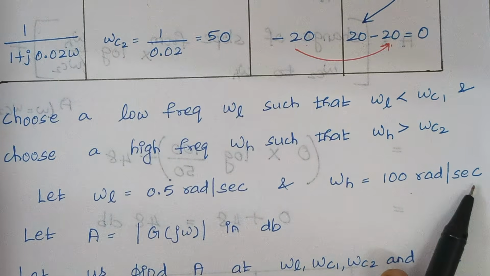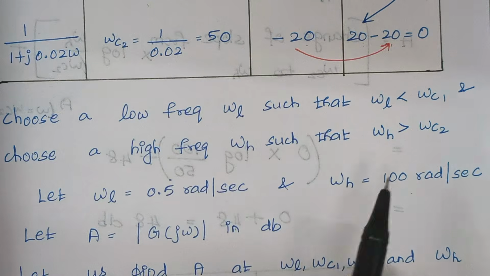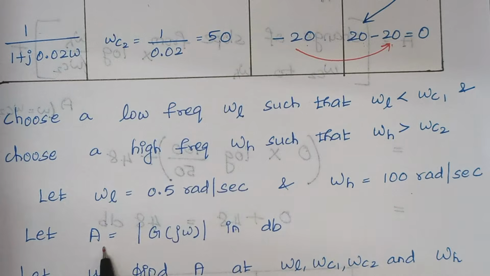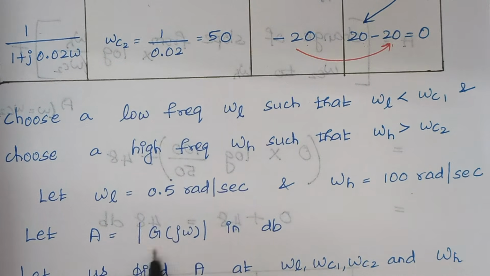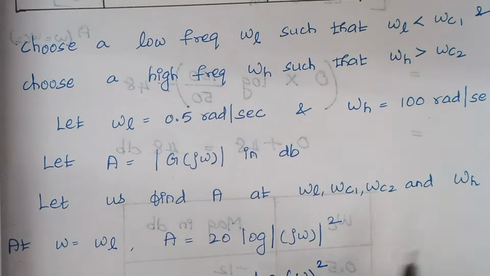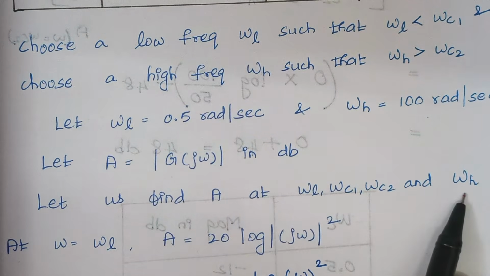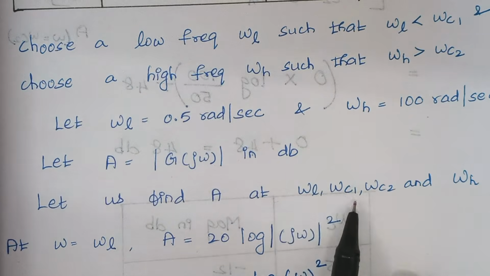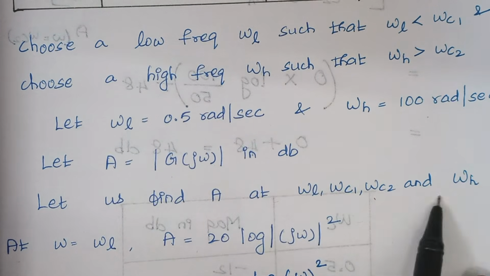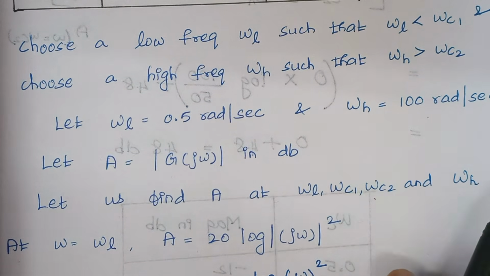second, right? So after selecting these frequencies, the next step is we have to find the magnitude. The magnitude is generally denoted by this letter A and it is given by this symbol for finding magnitude. So magnitude of G of j omega, this is our given expression, in dB, that is decibel, we are going to calculate, right. The next thing is we have to find the value of A at all these four frequencies: the lower frequency, the first corner frequency, the second corner frequency and the higher frequency. So we have to find the magnitude at all these 4 frequencies, right?